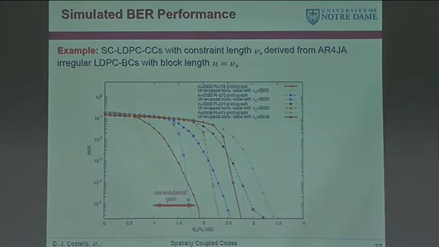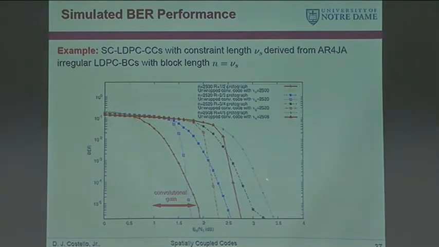This is the corresponding spatially coupled version of that code. And again, we see about a 1 dB, what we call convolutional gain. Again, the decoding latency of this would be higher, but you get a nice gain for that penalty.